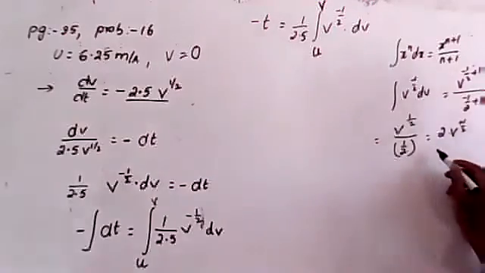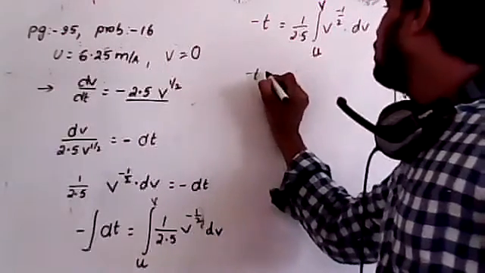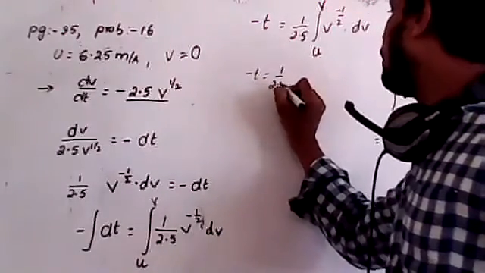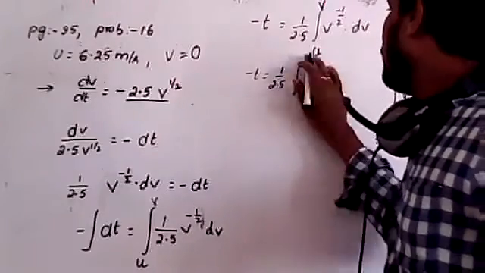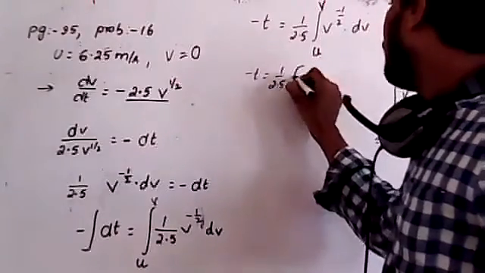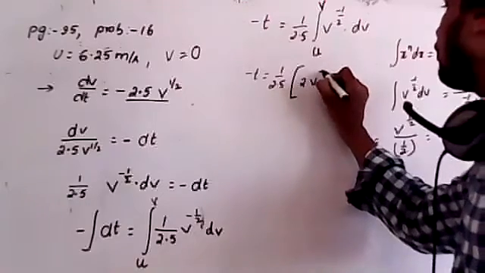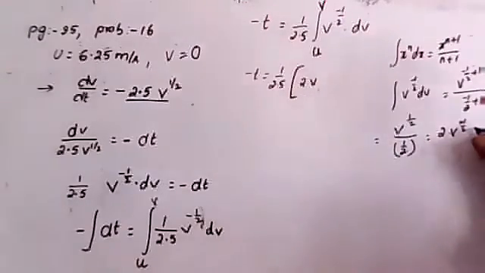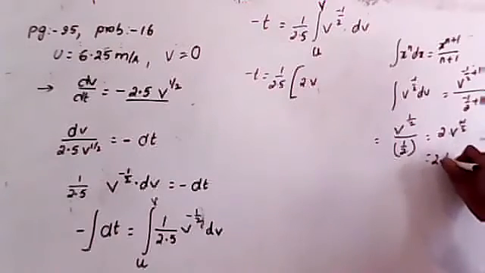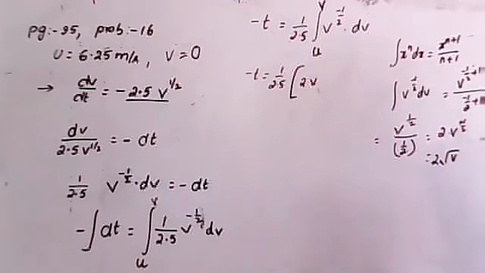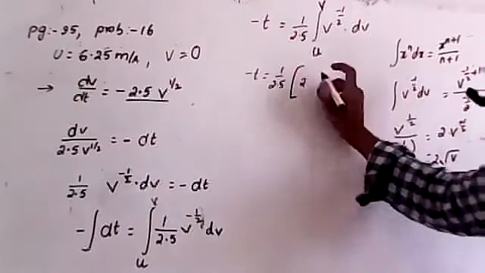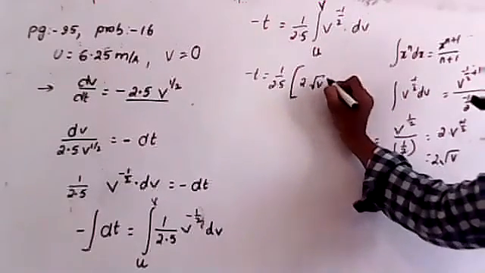Understood? So substitute this value, then minus t is equal to 1 by 2.5 into 2v power plus 1 by 2. Plus 1 by 2 power means root v, so I will take it as 2 root v.